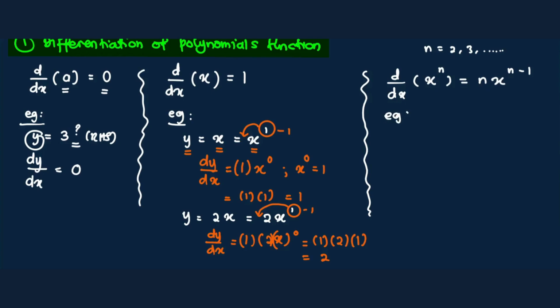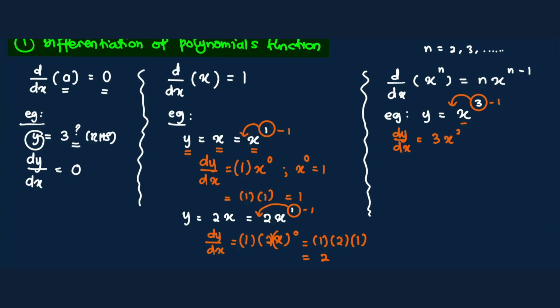Example, you have y is equal to x to the power of 3. So x here having power 3, right? So 3 multiply to the front. So dy/dx is equal to 3. Write your x here. And then before you write the power for x, you must reduce it by 1. That will give you 2 here. Okay.